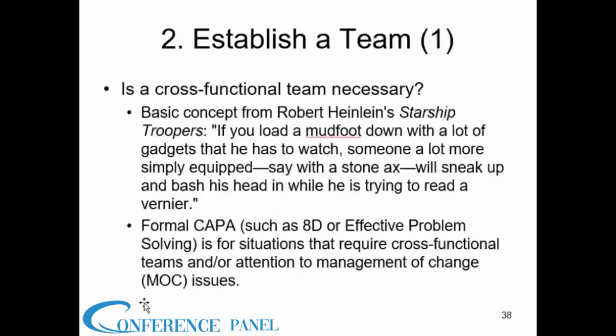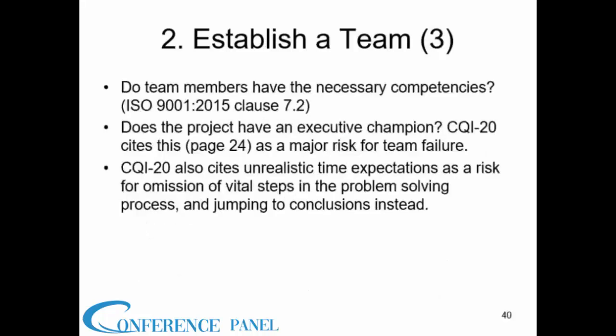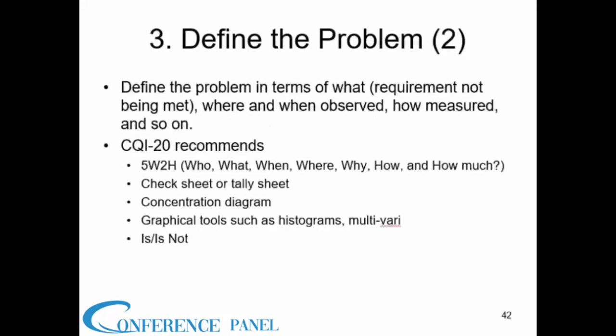Establish a team. First question, is a cross-functional team necessary? The team is usually cross-functional. Champion or sponsor, often the process owner, has the resources and authority to implement the solution. Do the team members have the necessary competencies? Next step, extremely important, is to define the problem. Define the problem in terms of what requirement is not being met, where and when observed, how measured, and so on.